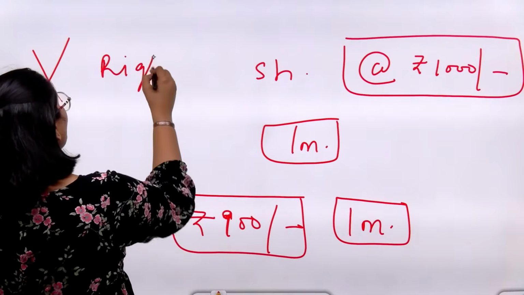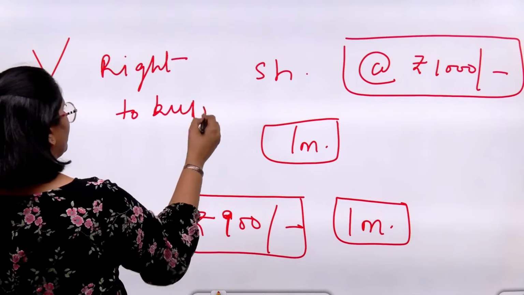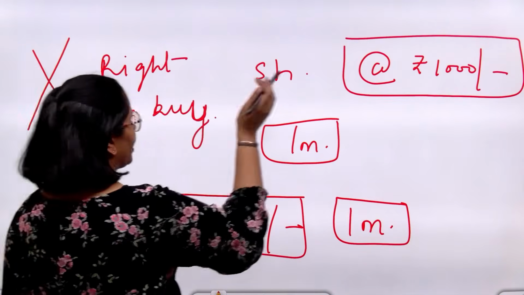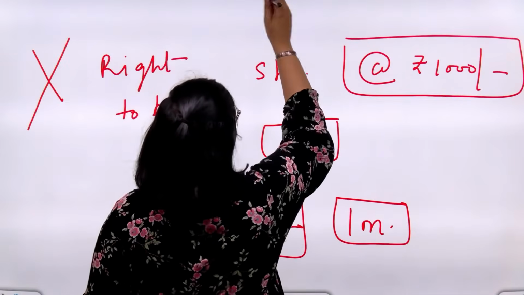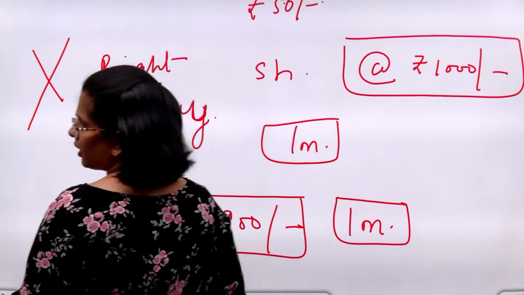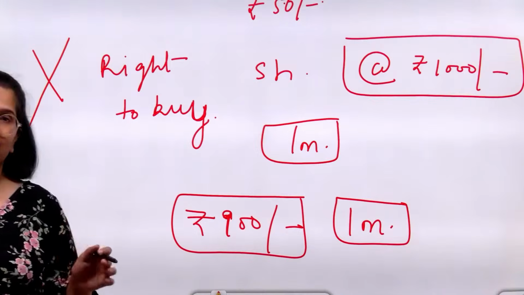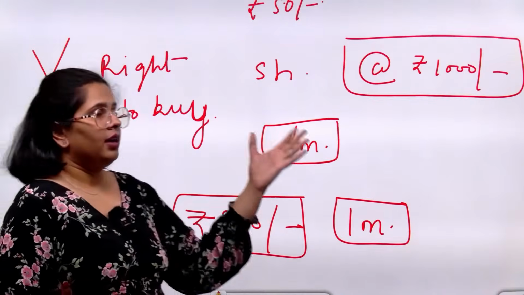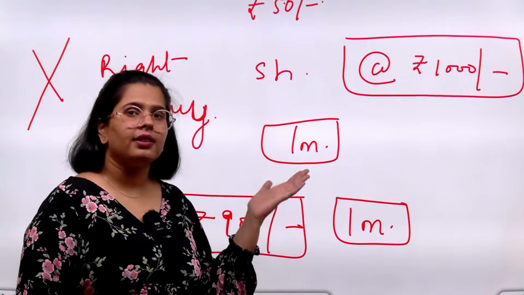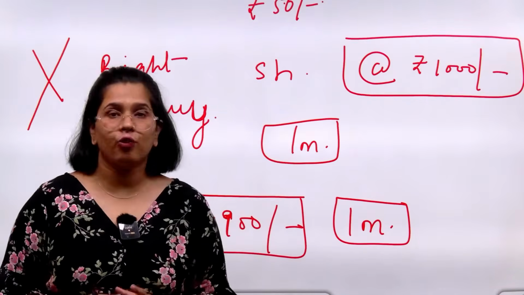And in order to purchase this right, I am going to pay you premium, right? I am going to pay you premium. Let's say I'll pay you a premium of 50 rupees per share, right? This is the premium which I am paying you. Why? Because I need a right that if I want to buy the Reliance shares after 1 month at 1000, you will allow me to.